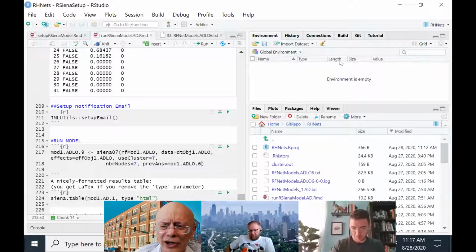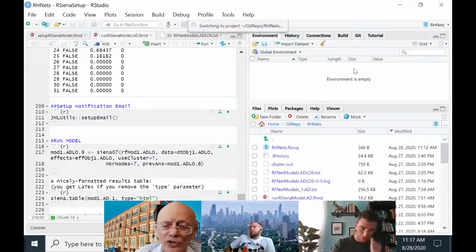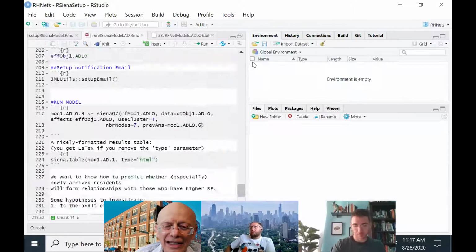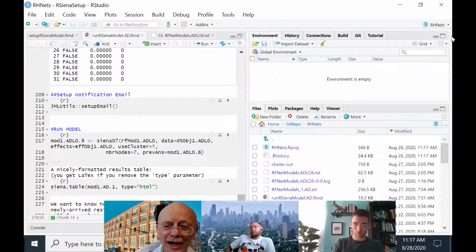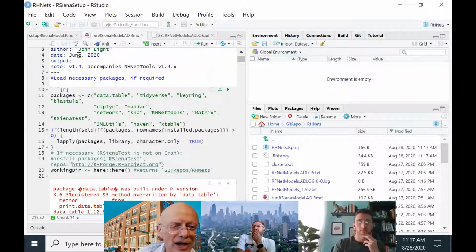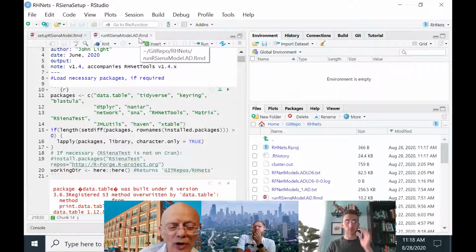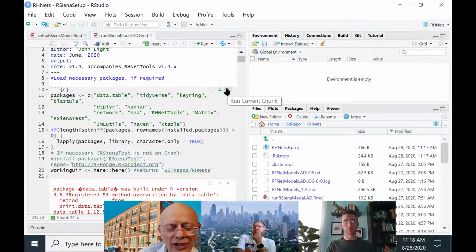This is what's called the environment, and right here you want to make sure you're in RHNets. I already had RHNets, but this is empty. What we'll show you is how to install it. Right now we're in what's called R-Siena. The first thing you want to do is go into run, and you can see up here it says run R-Siena. That's running a program, and to get this loaded, the first thing you do is click on that.